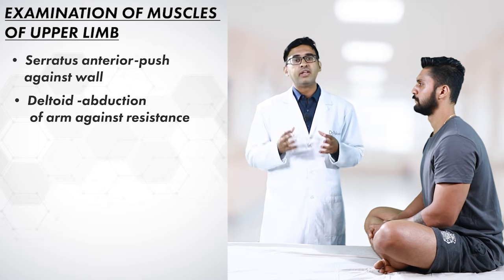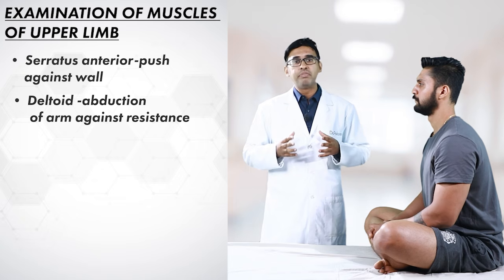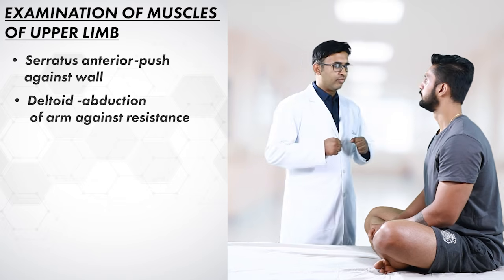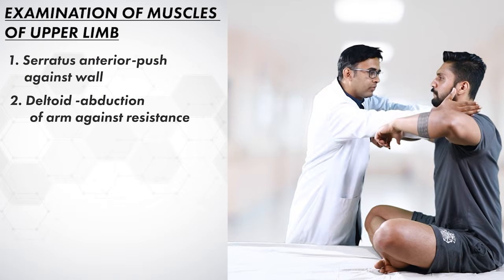Shoulder abduction tests the deltoid muscle. This is tested by asking the patient to abduct his arms against resistance. Can you lift up your arms? Okay.